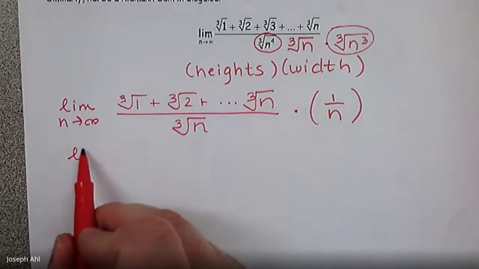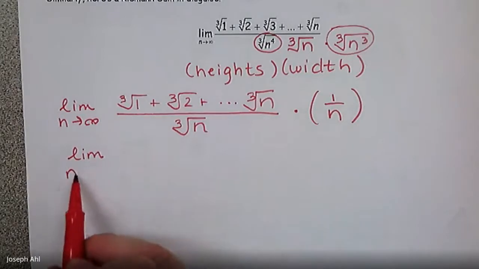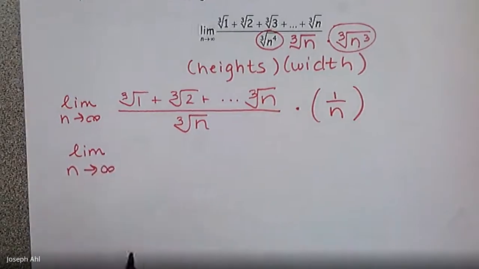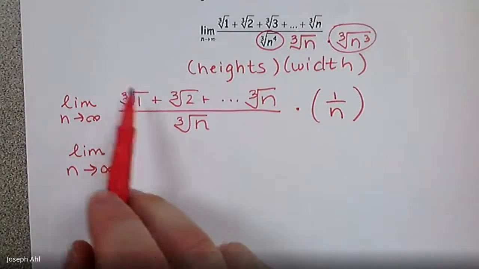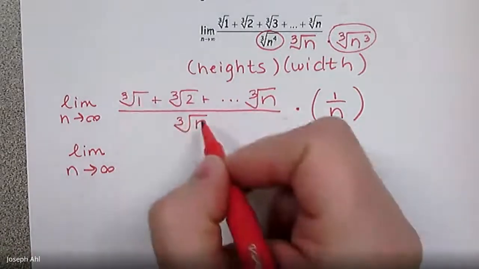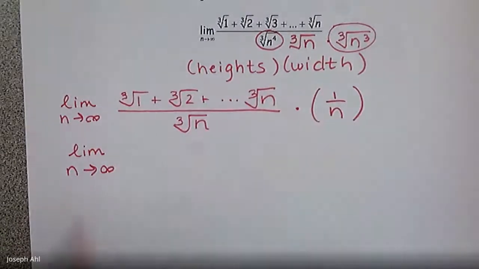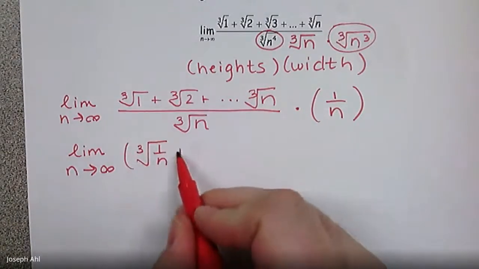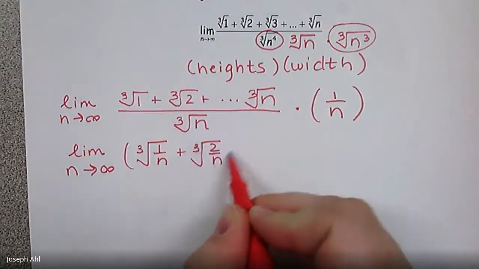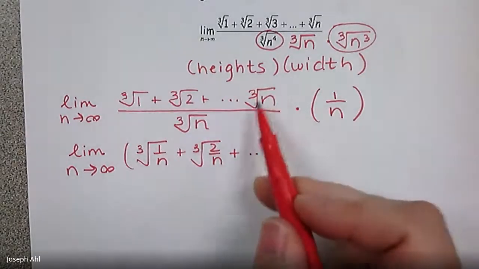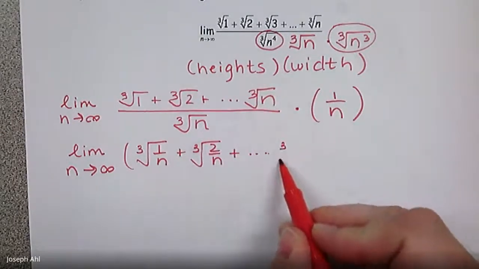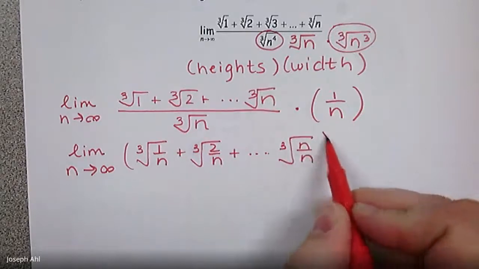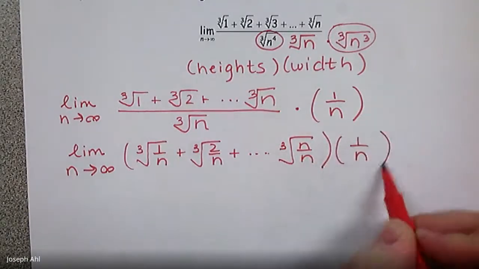And to go one step further with this, I'm going to write this as the limit as n goes to infinity of, you can actually start taking these and dividing them by the cube root of n and writing it as the expression cube root of 1 over n plus cube root of 2 over n plus dot dot dot. At the end, you're going to get the cube root of n over n times 1 over n.